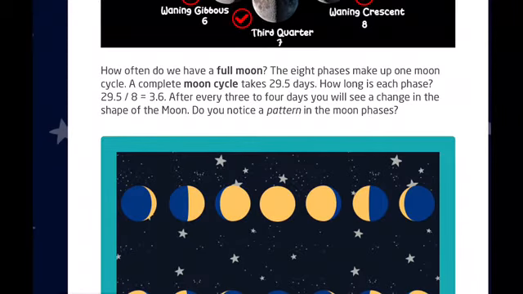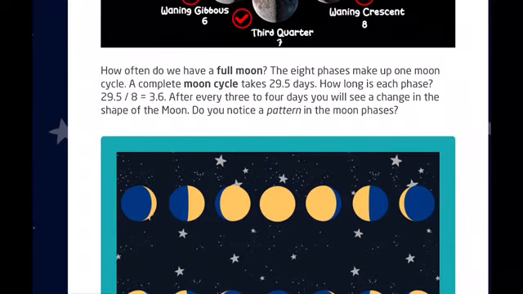How long is each phase? Well, it depends. I think it depends on how many days it takes for each one. It says 29.5 divided by 8. Here they're taking the days, 29.5, divided by the number of the phases, 8 phases, equals 3.6. That means it depends how many it takes. Well, we will see 3 days or 4 maybe. After every 3 or 4 days, you will see the change in the shape of the moon.